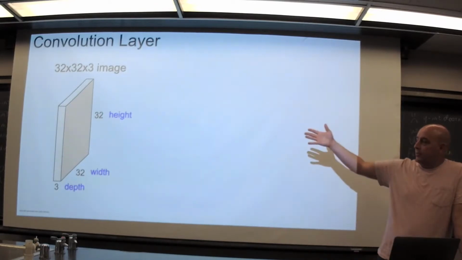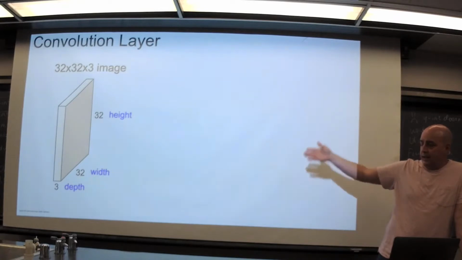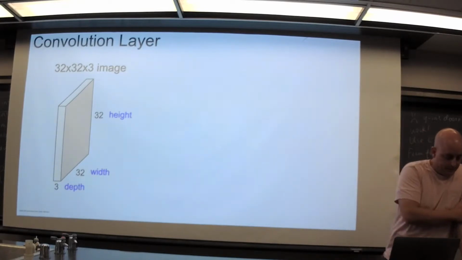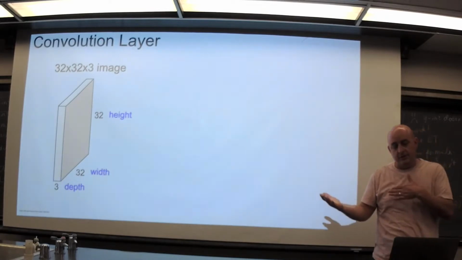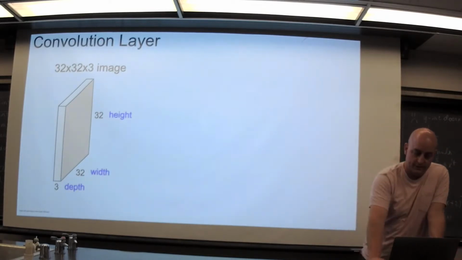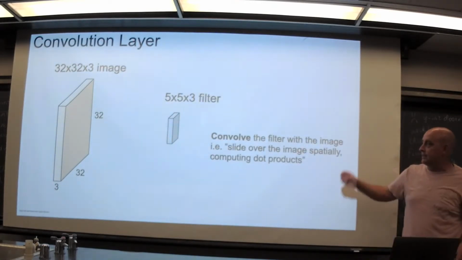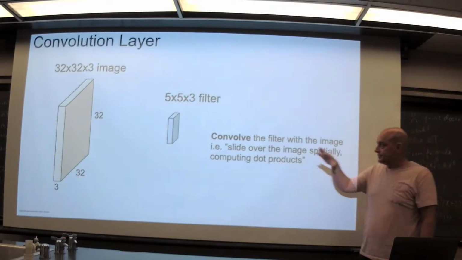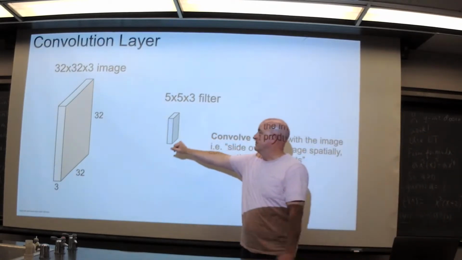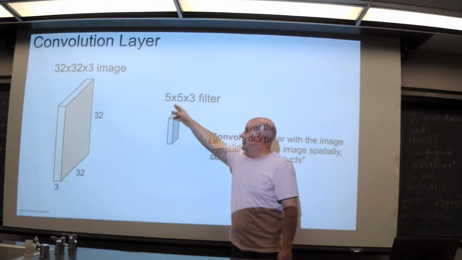So we're going to start with an image. We'll still be using the CIFAR dimensions, so we have an image that's 32 by 32 with 3 color channels. That's the depth. So what do you do in a convolutional layer? Well, the convolutional layer is defined by the size of its filter, or its filters.